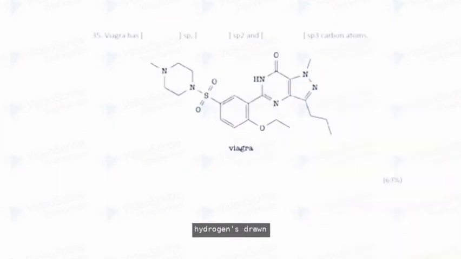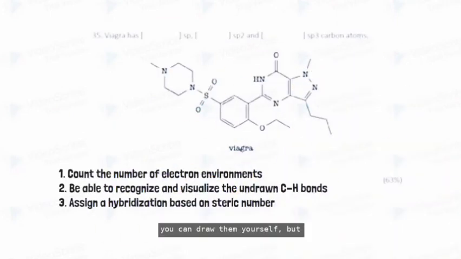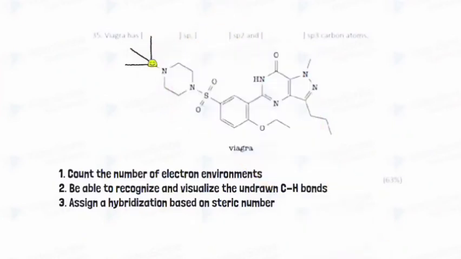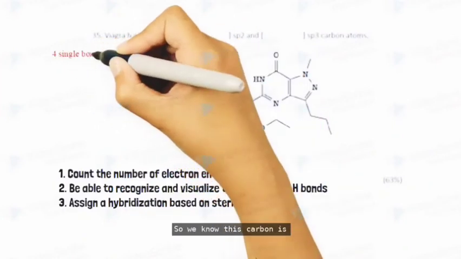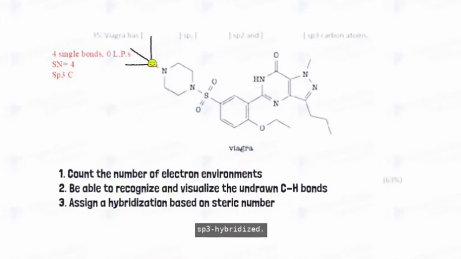If we start on the left side of the molecule, imagine the hydrogens drawn. You can draw them yourself, but being able to visualize this is key. I will draw the undrawn hydrogens for this carbon here. It already has 1 bond to nitrogen, so we need 3 more bonds since carbon forms 4 bonds. This gives us 4 sigma bonds, so we know this carbon is sp3 hybridized.